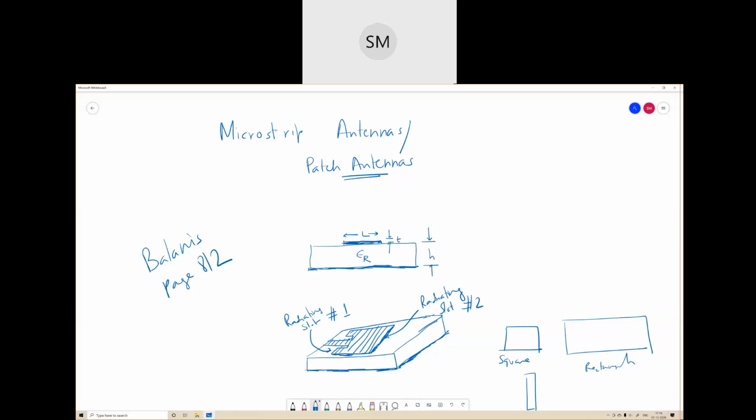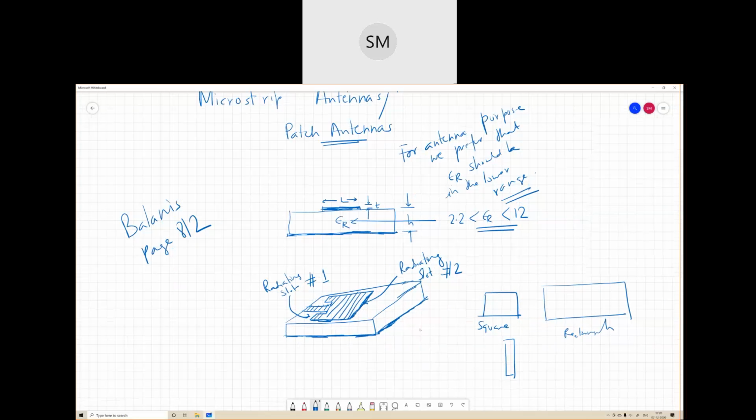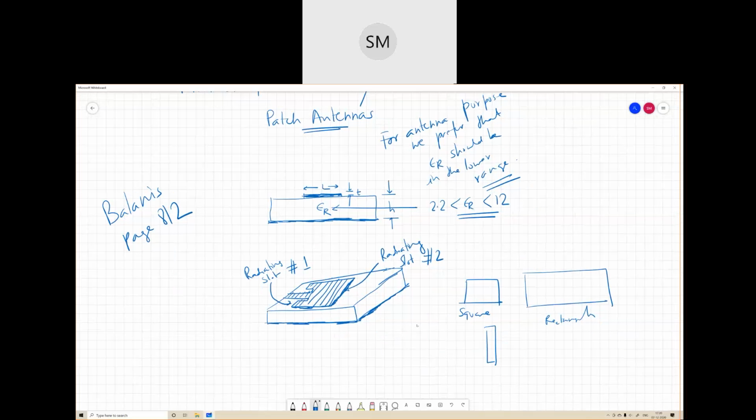The dielectric constant of this is typically in the range of 2.2 to 12. However, for antenna purposes, we prefer that epsilon r should be in the lower range. Okay. Why? Why is it advantageous for antenna design that epsilon r should be low and not high?